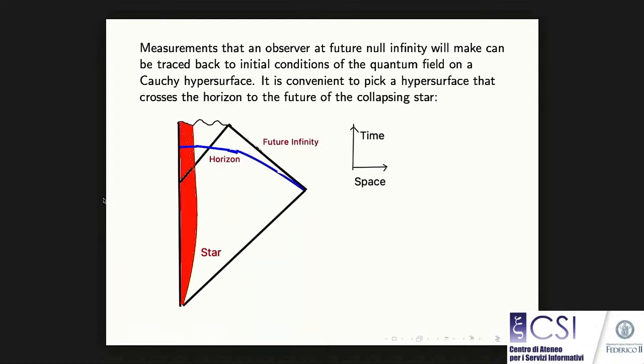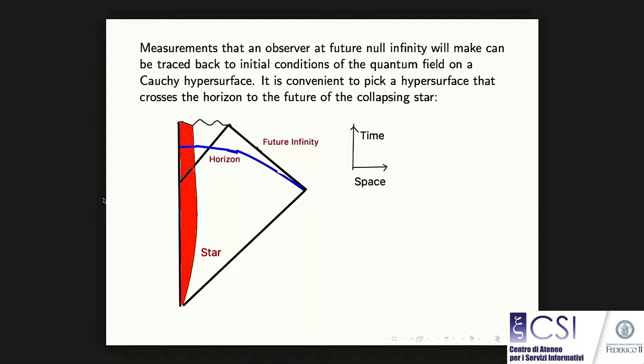This is true no matter where you put the earlier hypersurface, but for Hawking's discussion, a convenient choice is to take a Cauchy hypersurface. Cauchy hypersurface is just a fancy name for initial value hypersurface. A convenient choice is to pick a hypersurface that crosses the horizon to the future of the collapsing star.